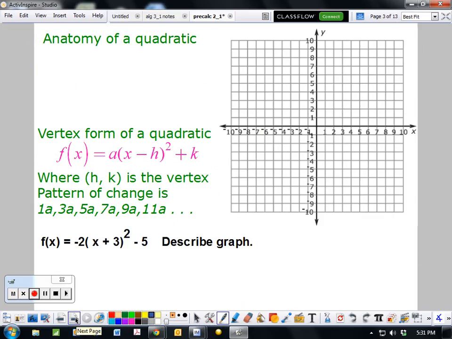Okay, the anatomy of a quadratic. When we have a quadratic, it's going to look like a parabola, which is that U shape. And so I'm going to go ahead and draw a parabola right here.